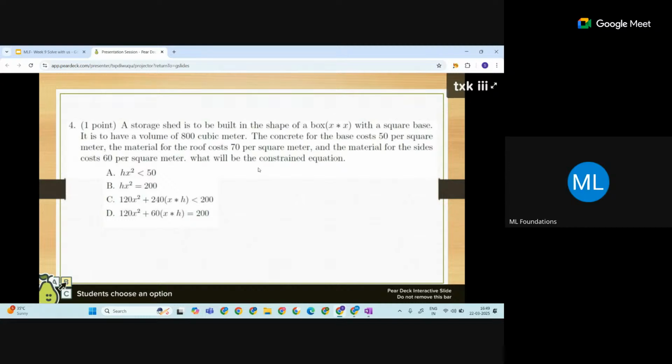Then how can I do this? So should I say how to approach this one? Yes. So we have been given the volume as 800, which is basically the square of the area into height. So height becomes 800 by x square, isn't it? Yes, correct. And the surface area is 4 times x into height plus 2 times x square.